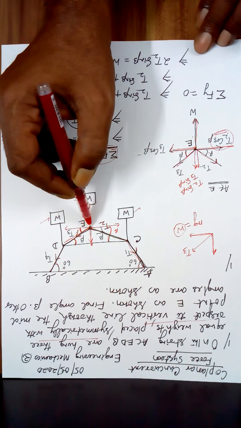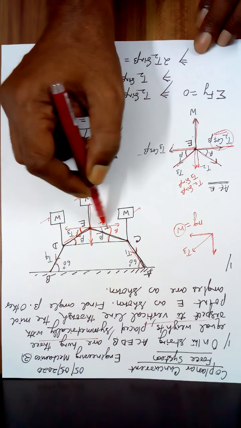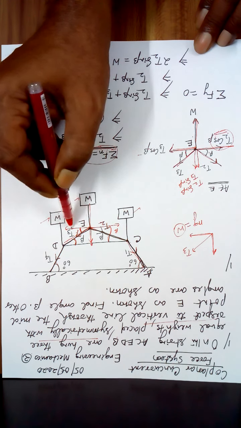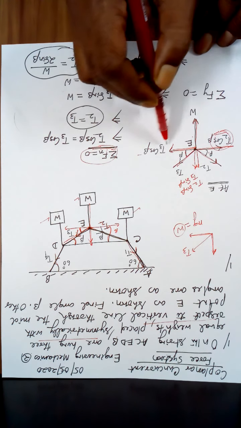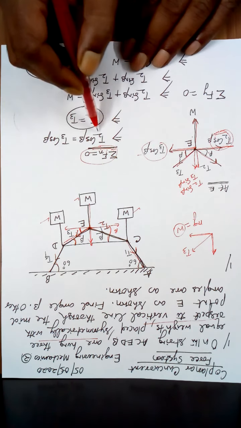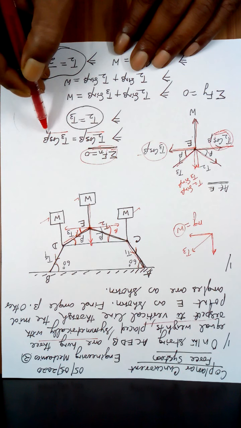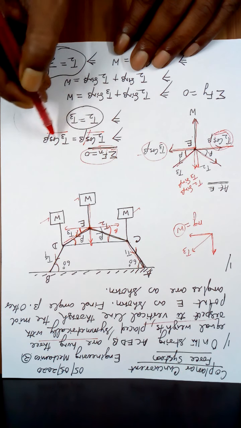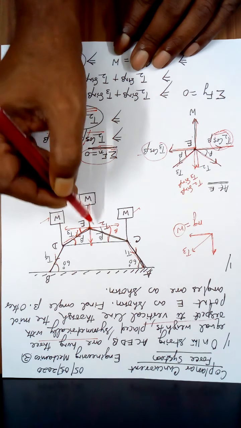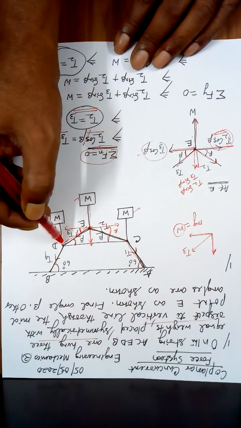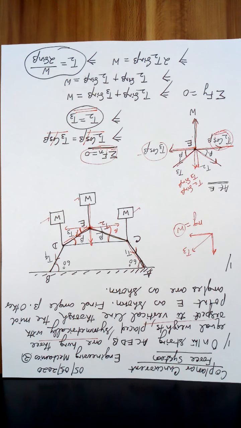Since this point is neither going to the right nor to the left, these two forces must be equal. So T2 cos beta is equal to T3 cos beta, and cos beta cancels. So the conclusion is T2 is equal to T3. Means the tension in this string and the tension in this string are equal, right?